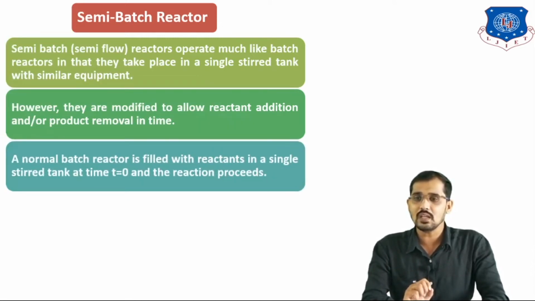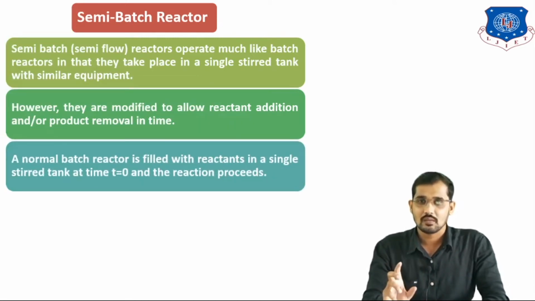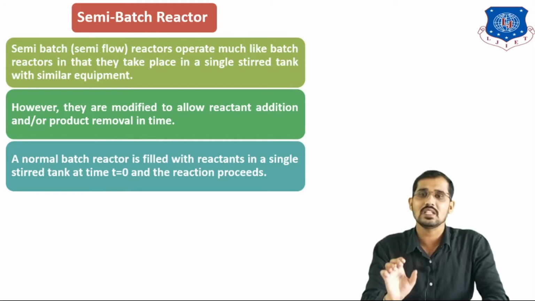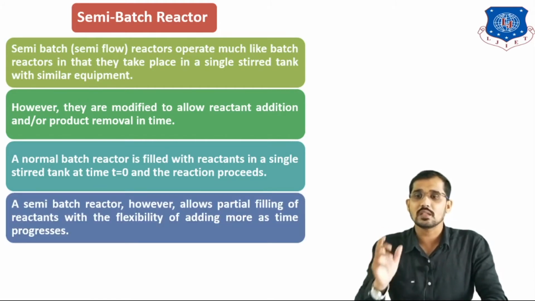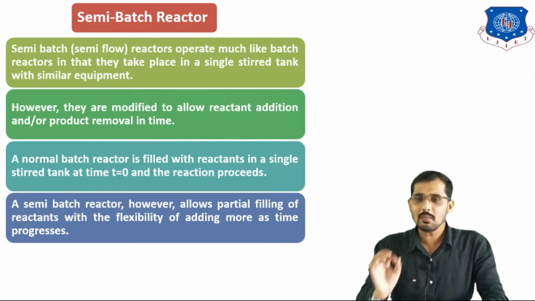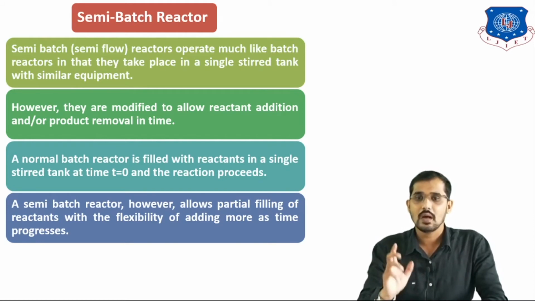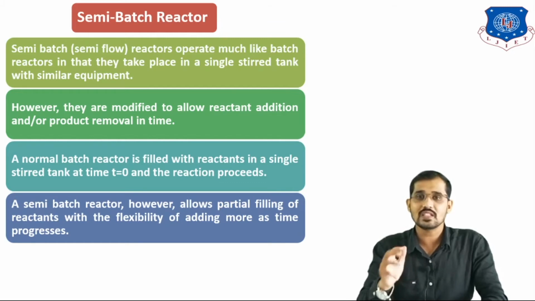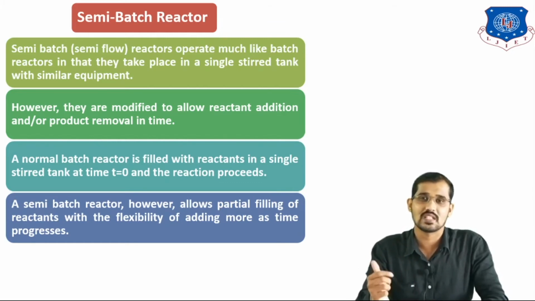After that, you can see a normal batch reactor, meaning a simple batch reactor, is filled with the reactants in a single stirred tank at time t equal to 0 and the reaction proceeds. The next point is the difference between batch reactor and semi-batch reactor. A semi-batch reactor, however, allows partial filling of reactants, with the flexibility of adding more reactant as the reaction progresses.